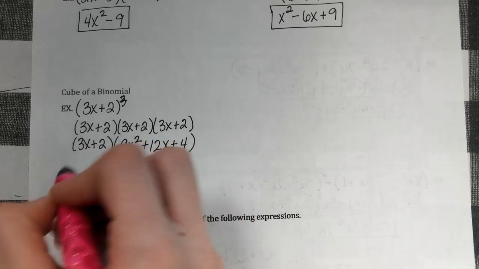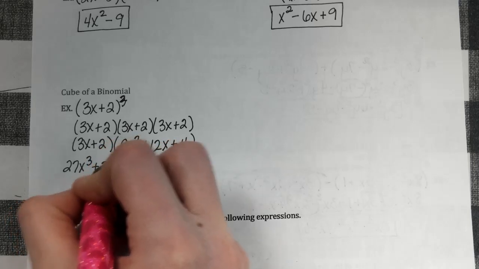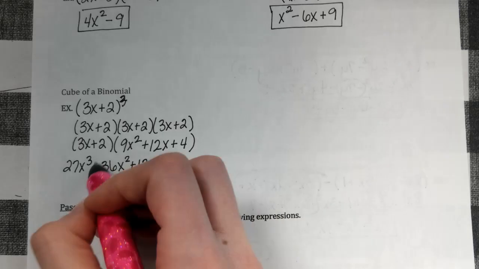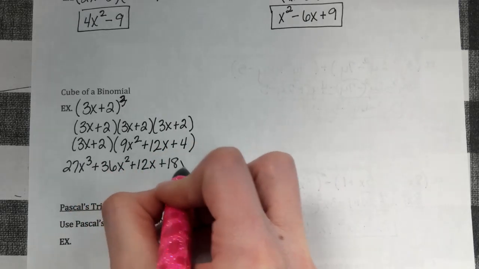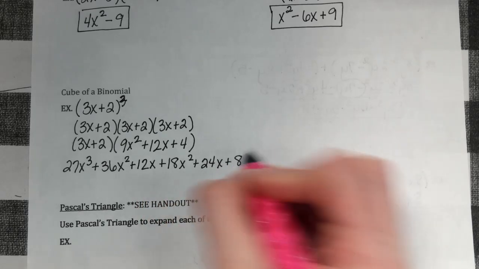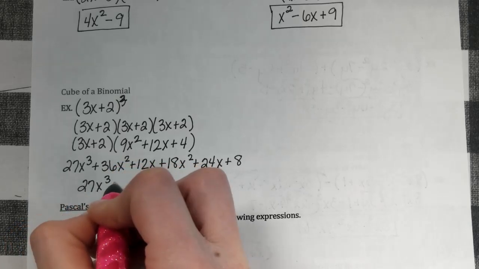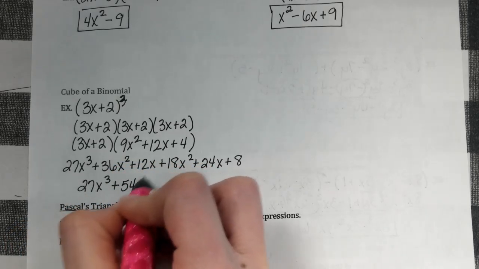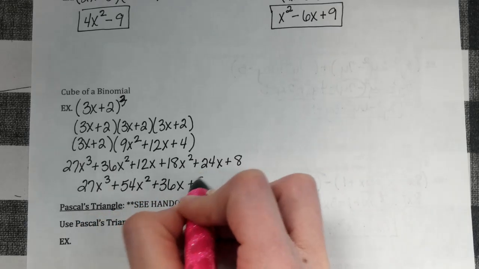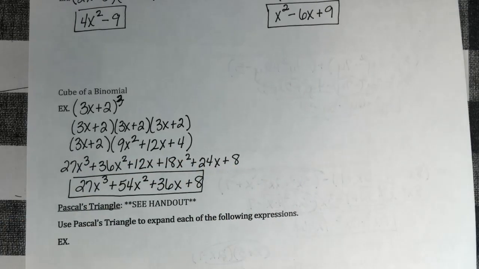3x times 9x squared gives me 27x cubed. 3x times 12x gives me 36x squared plus 12x. Then I multiply by 2, and I get 18x squared plus 24x plus 8. And so that would give me 27x cubed plus 54x squared plus 36x plus 8. Okay?